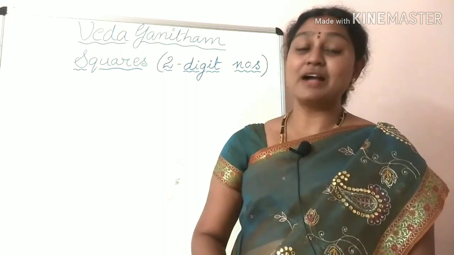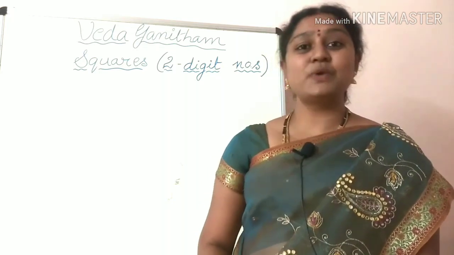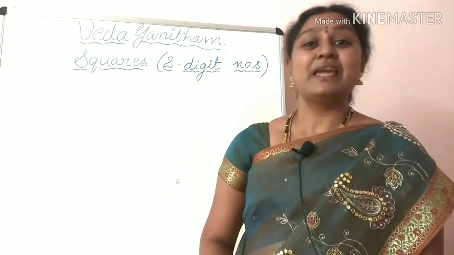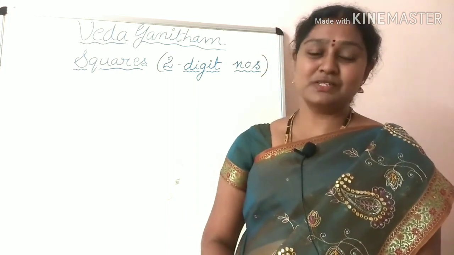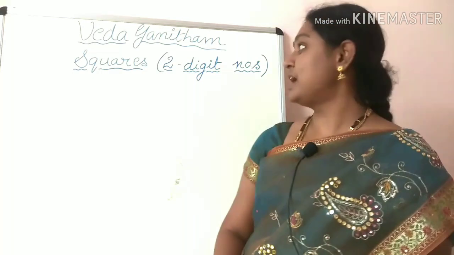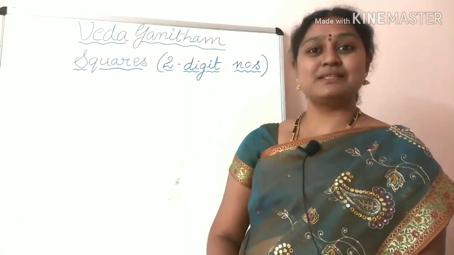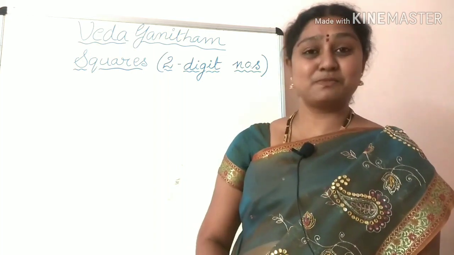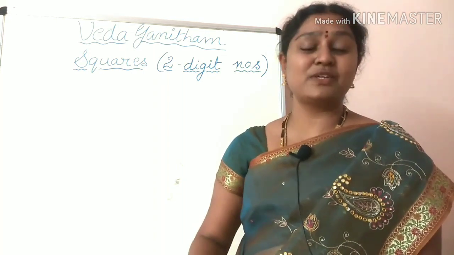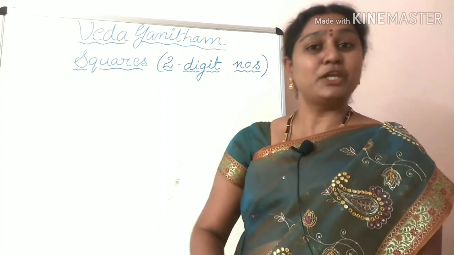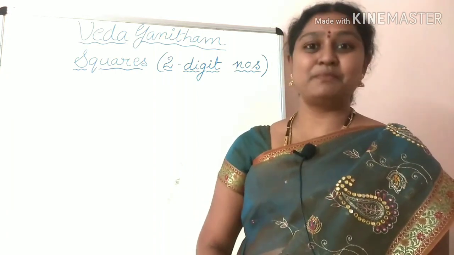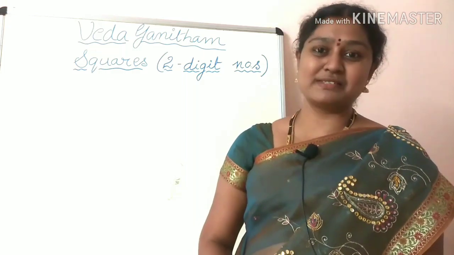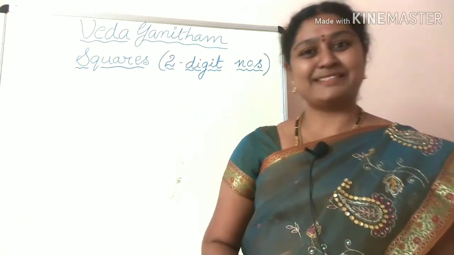Under the heading of Aganita Ganitam, we are trying to explore the concepts of Vedaganitam. In the previous episodes, we tried to find out the square of a two-digit number by using Vedaganitam principles. We have experienced the speed and accuracy of this. You can check with those episodes as I have given the links of those videos in the description box. Let's move on to today's session.